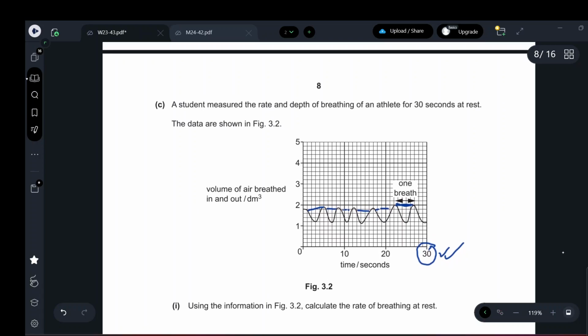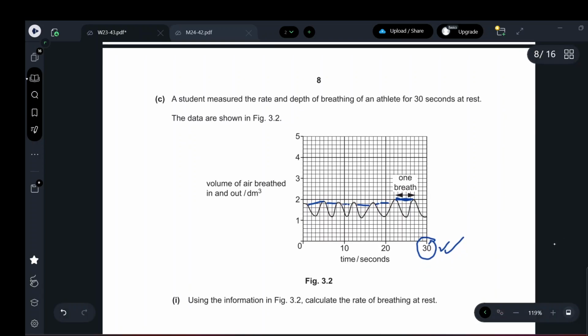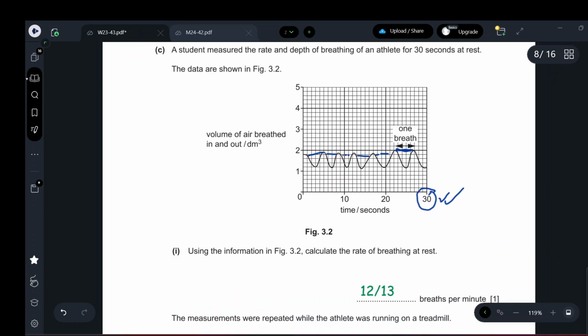So if I want the rate per minute, it will be 12 breaths. If you calculated it as 13, it was also accepted. 12 or 13, it is accepted.